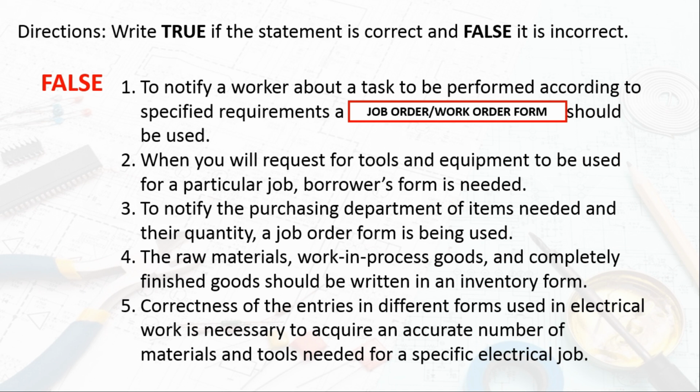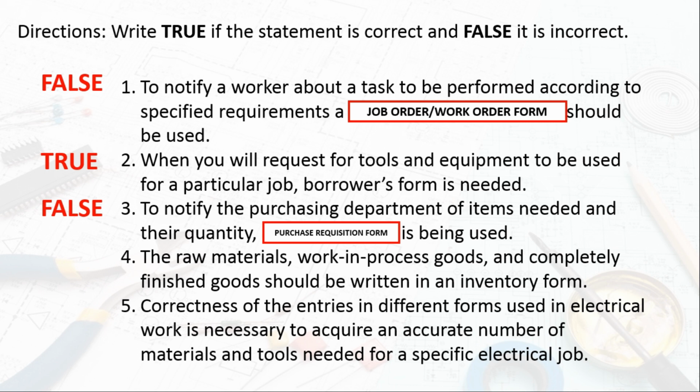Okay? So, number 2, when will you request for tools and equipment to be used for a particular job, a borrower's form is needed. It is true. Very good. Okay? Next, to notify the purchasing department of items needed and their quantity, a job order form is being used. It is false. Why false? Because you need to notify the purchasing department na kailangan mong bumili ng ganitong bagay at ganito karami. So, ano ang kailangan mong gamitin? Job order ba? Hindi. Kailangan mo ng purchase requisition form.